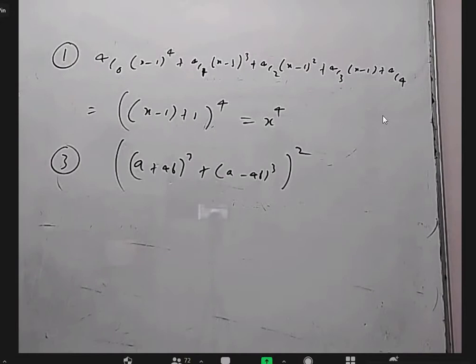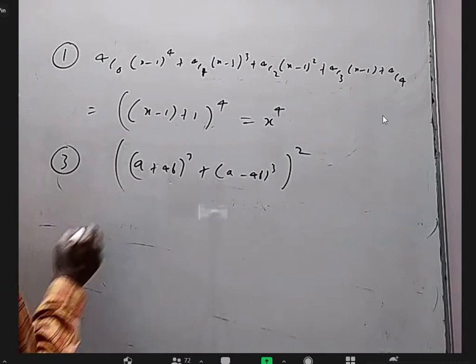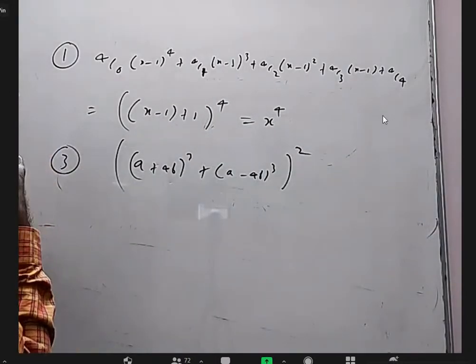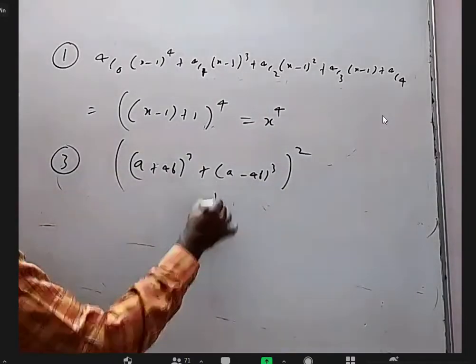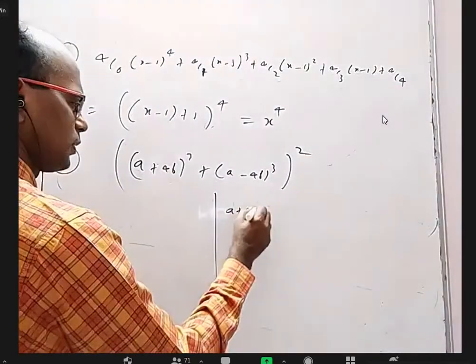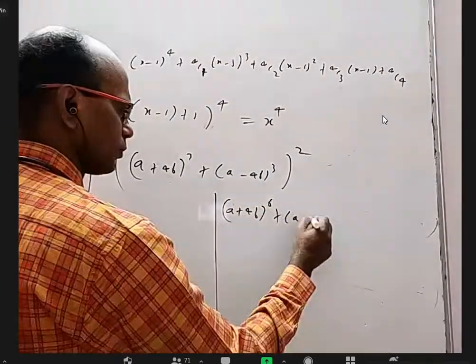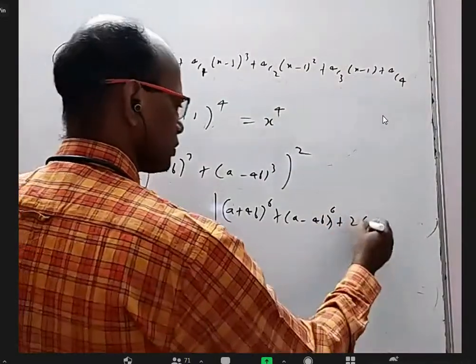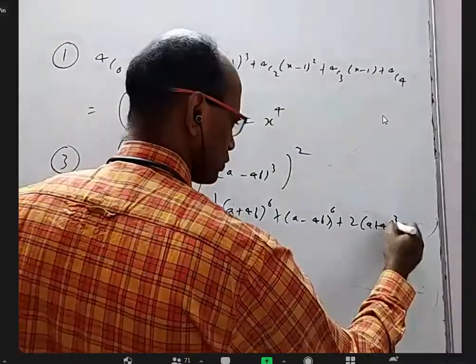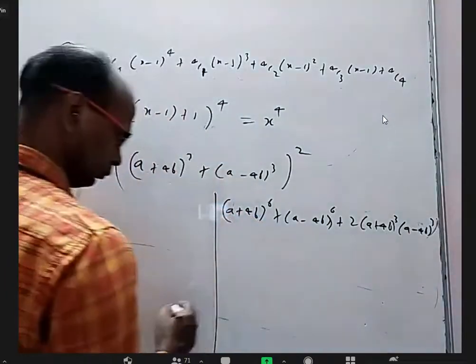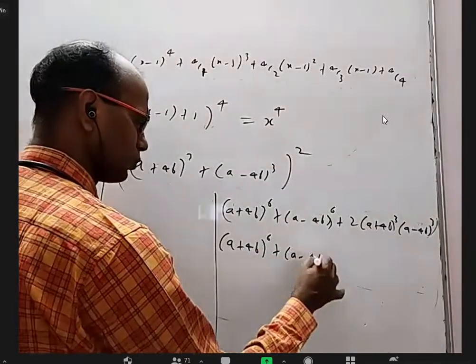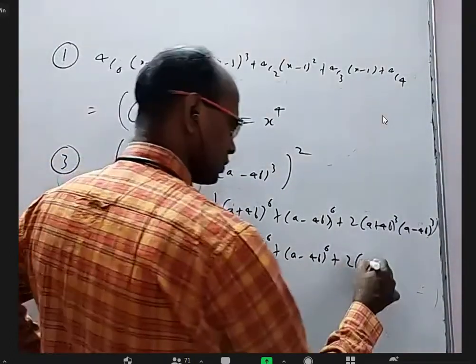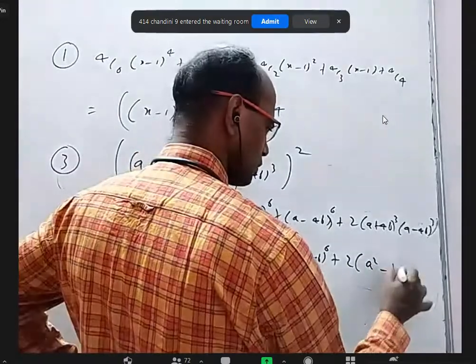Okay, they want the number of terms in this. Should I expand this as it is? Okay, there are two ways to approach. One is you can write this as (A plus 4B) whole power 6 plus (A minus 4B) whole power 6 plus 2 into (A plus 4B) whole cube into (A minus 4B) whole cube. (A plus 4B) whole power 6, (A minus 4B) whole power 6. This is (A square minus 16B square) whole cube.